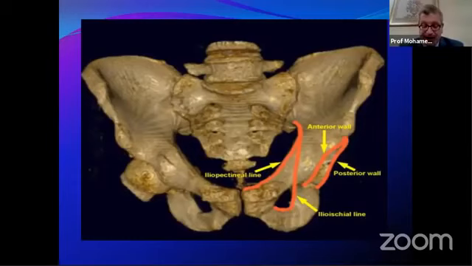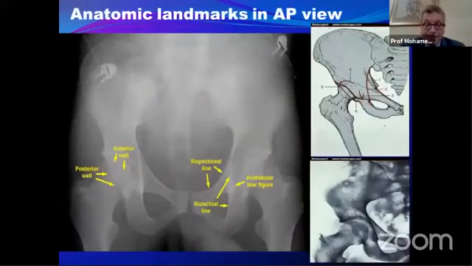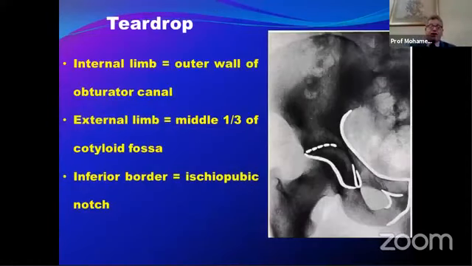Let's see them on the bone. This is the iliopectineal line. This is the ilioischial line. This is the anterior lip or anterior wall. This is the posterior lip or the posterior wall, and of course the teardrop is here. Again on the X-rays: iliopectineal line, ilioischial line, anterior lip, posterior lip or posterior wall. The teardrop is a very, very important item.